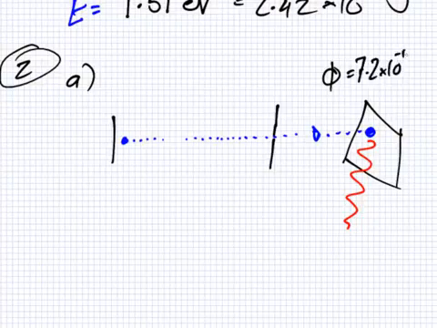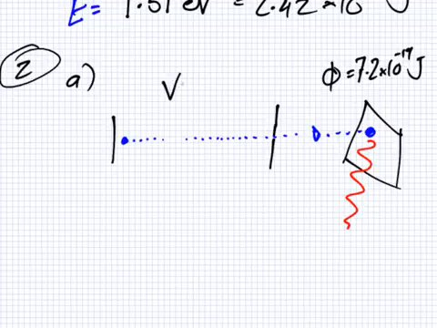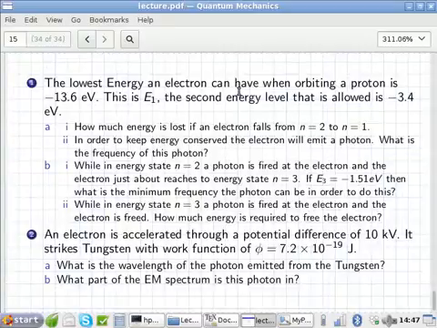Now, if I put that in electron volts, it's like the other metals, 4.5 electron volts, if you're wondering. Anyways, and the voltage here is 10 kilovolts.